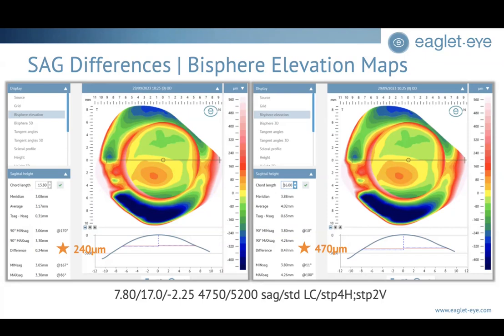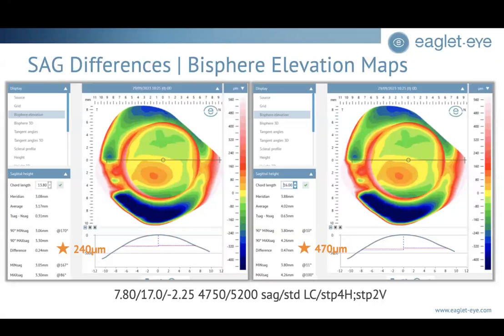And the cool thing about looking at this is in the software, we can take several different chords. So if we were to look at the height of the eye at, say, a smaller chord around where the edge of the cornea might fall, in this case we chose a 13.8. And again, just to go back to what we're thinking about when we're fitting a scleral lens on the eye, the image that you're looking at on the left-hand side, let's just focus on one eye at a time to explain this well.